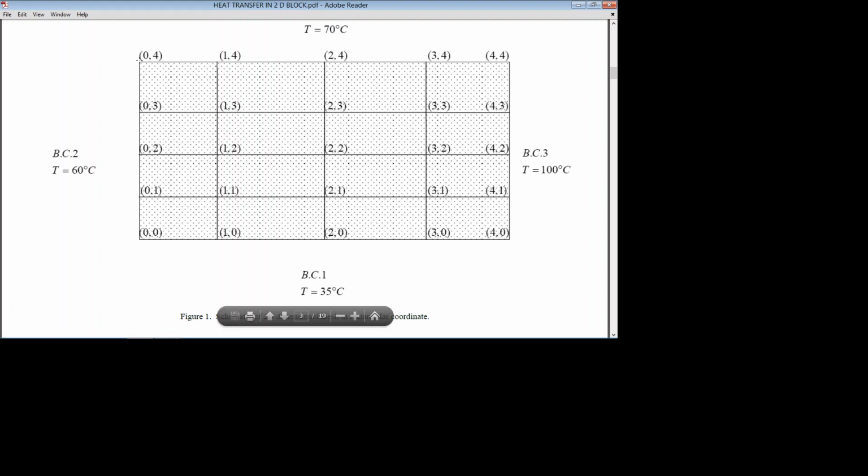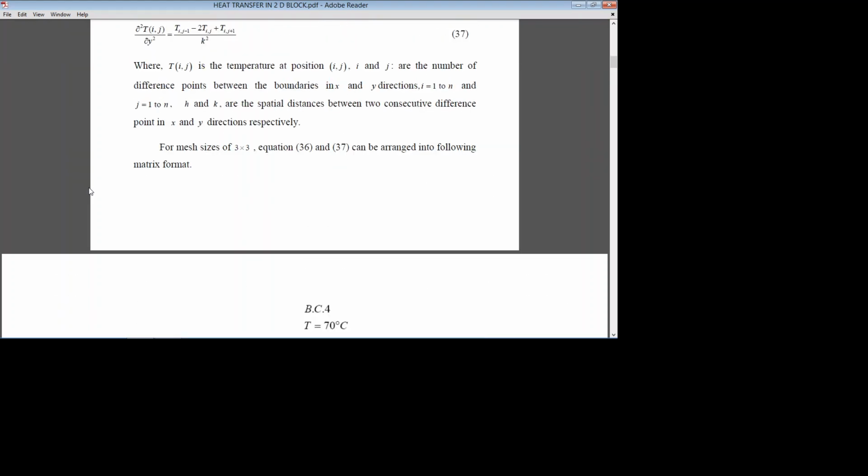Each boundary will gain the temperature corresponding to its boundary condition. The bottom side will have the temperature 35. These four will be at 100 degrees Celsius. All these will be at 70 degrees Celsius. So let's see how to calculate it.